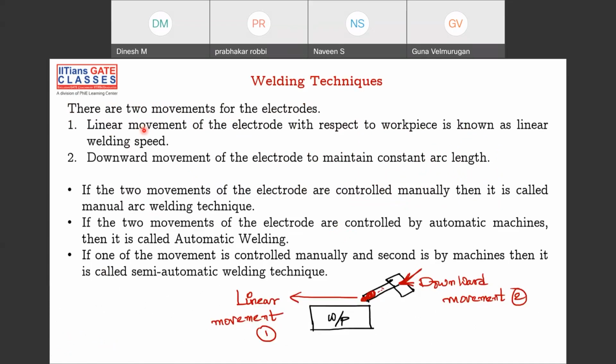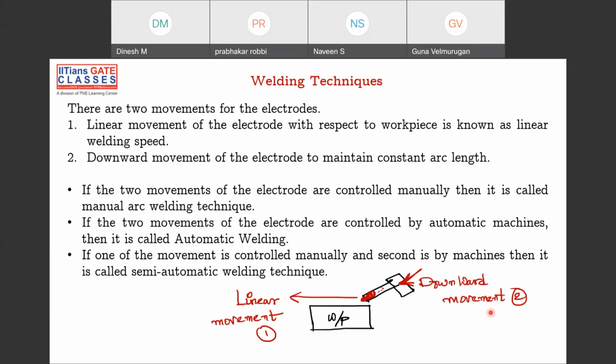And the downward movement is because when the electrode is getting consumed, the distance between the tool electrode and the workpiece increases. So, to sustain the electric arc, we have to move the electrode downwards, right? Because of that, the arc will be sustained, and we can maintain a certain temperature. Because of that, the electrode will be melted, and the workpiece also will be melted, and then deposition will happen, right? So there are two movements.